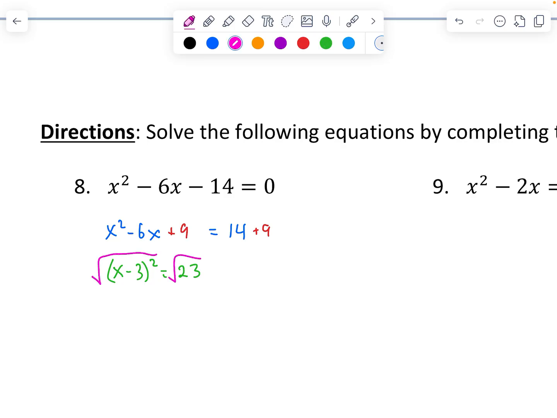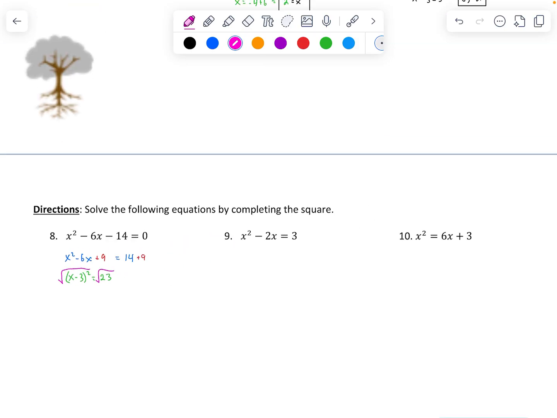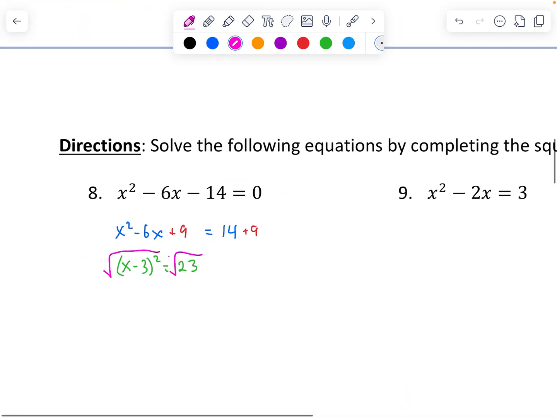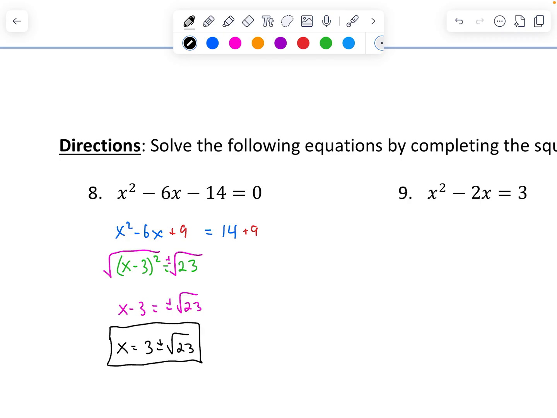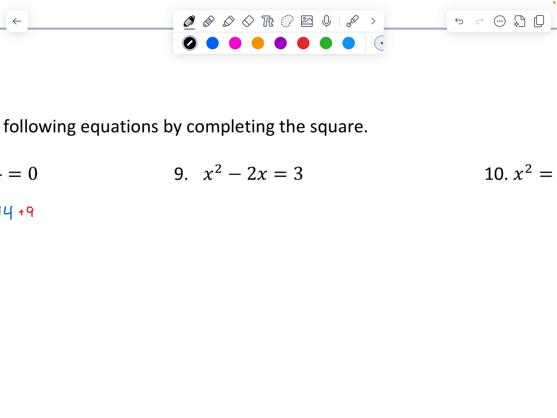So now it's just like the problems from before. Numbers, what was it, 5 through 7? Yep. And put a plus or minus here. And so you get x minus 3 equals plus or minus the square root of 23. See if you can simplify this, but we can't. And now you can just add 3 to both sides. So you get x equals 3 plus or minus the square root of 23. And there's nothing else you can do there. So that works out nicely for us.